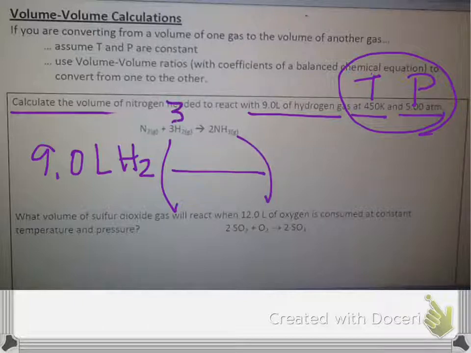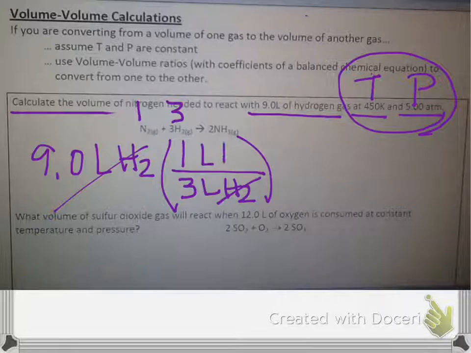For every 3 liters of hydrogen gas, 1 liter of nitrogen gas is consumed as well. So I'm going to put my 3 liters of hydrogen gas on bottom, so it will cancel, and I put my 1 liter of nitrogen gas on top. This is the volume-volume conversion factor. It's exactly similar to a mole-to-mole conversion, only we're using liters with the coefficients instead.